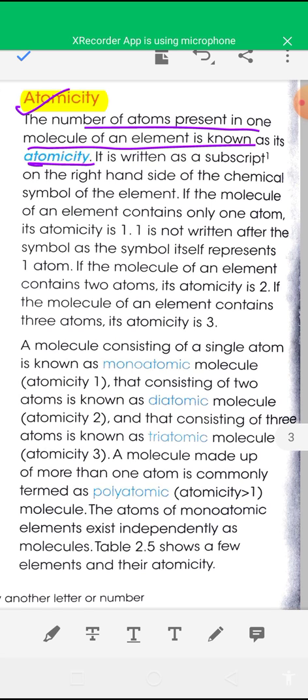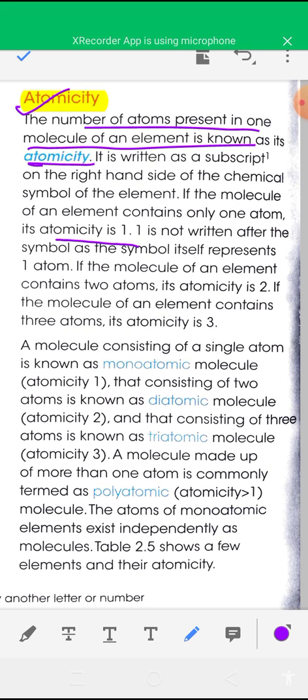If the molecule of an element contains only one atom, its atomicity is 1, and it is not written after the symbol as the symbol itself represents one atom. And if the molecule of an element contains 2 atoms, then its atomicity is 2. If the molecule of an element contains 3 atoms, then its atomicity is 3, okay.